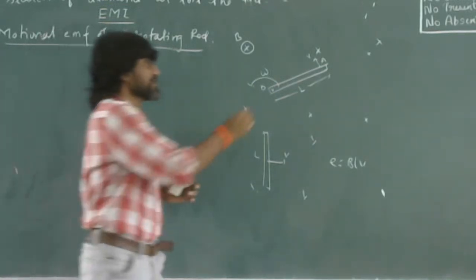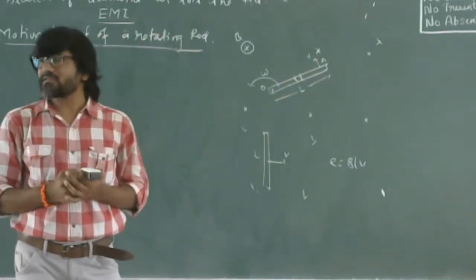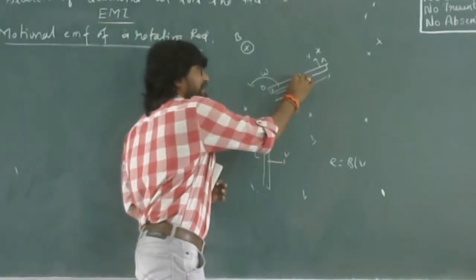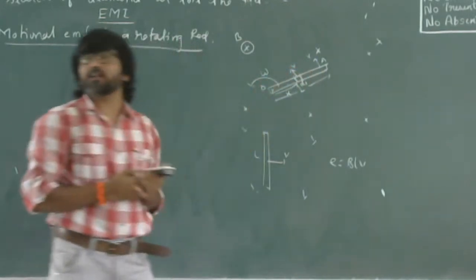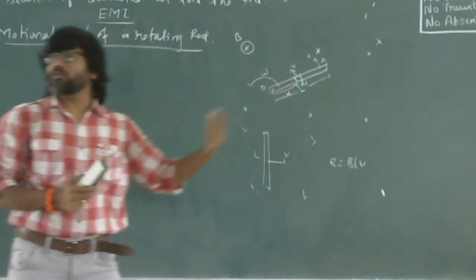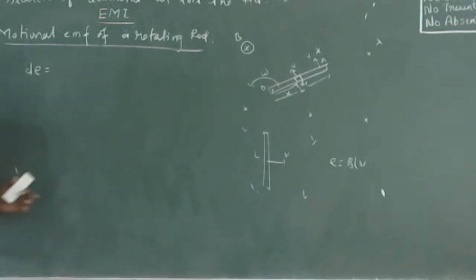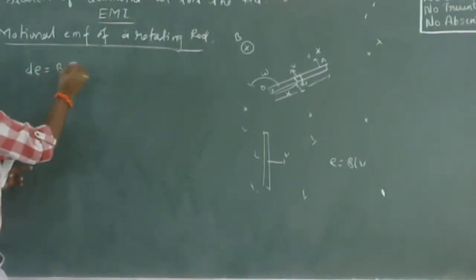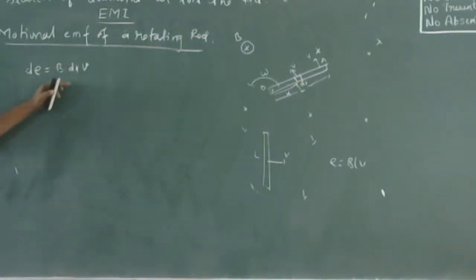to find the induced EMF, we have to consider one small element. We have to divide this into a number of identical smaller elements of length dx at a distance x. When this is moving with velocity v perpendicular to its length and perpendicular to the magnetic field, a small amount of EMF is induced, given by dE. E is BLv, so in the magnetic field B, with the length dx, when it is moving with velocity v, the induced EMF produced in this small element is dE = B v dx.